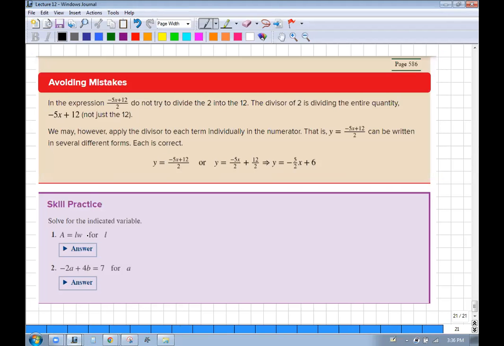All right, if we want L, we have to divide both sides by W. So L is A over W. Here, if we want A, move the 4B over. We have negative 2A equals 7 minus 4B. And now we divide both sides by negative 2. 7 over 2. 4 over 2 is 2.